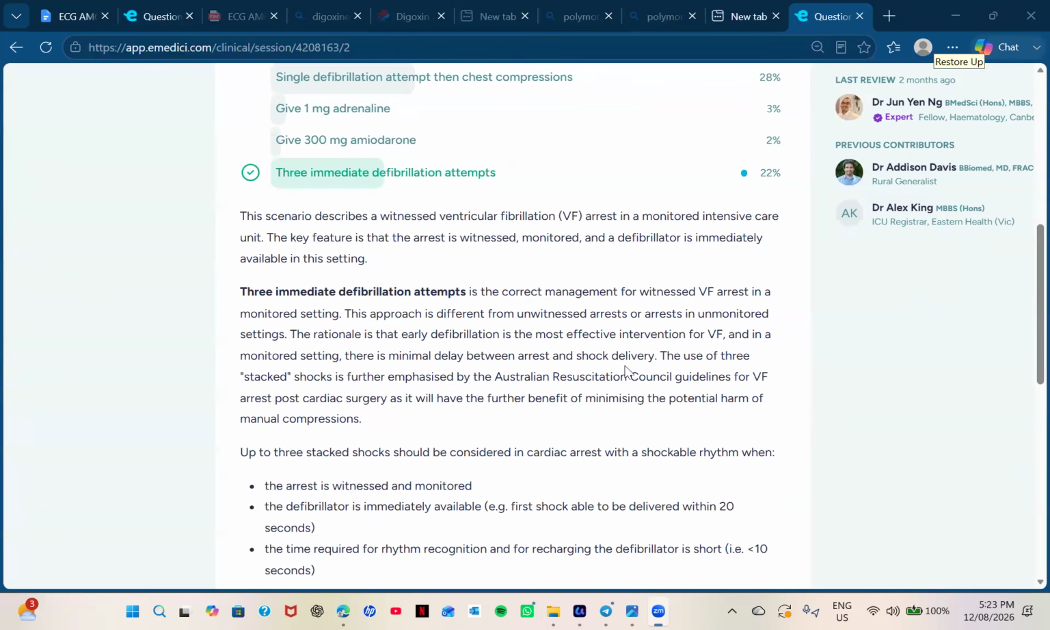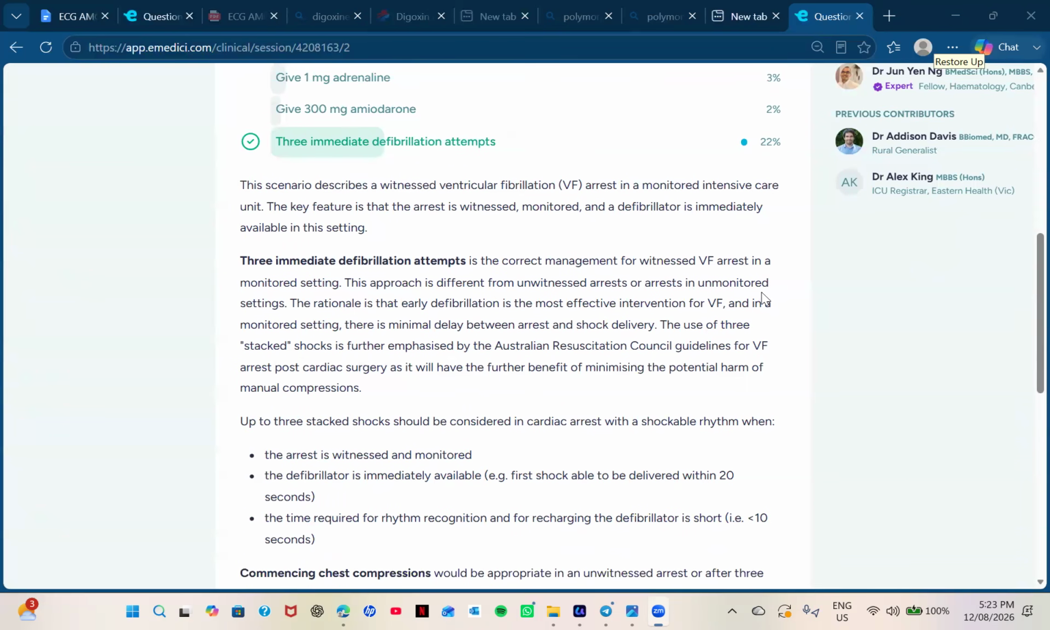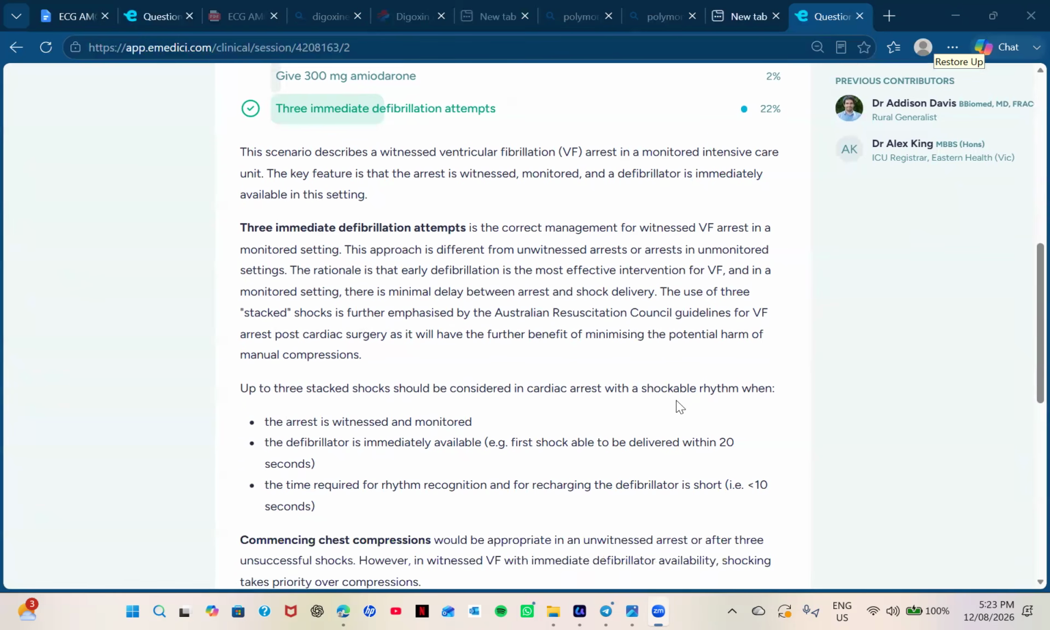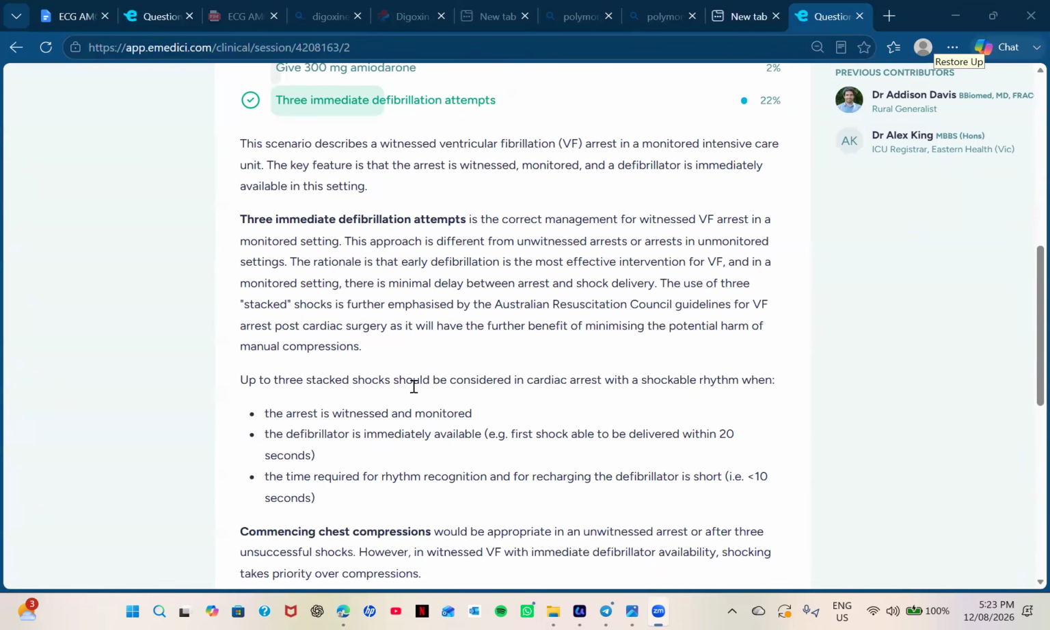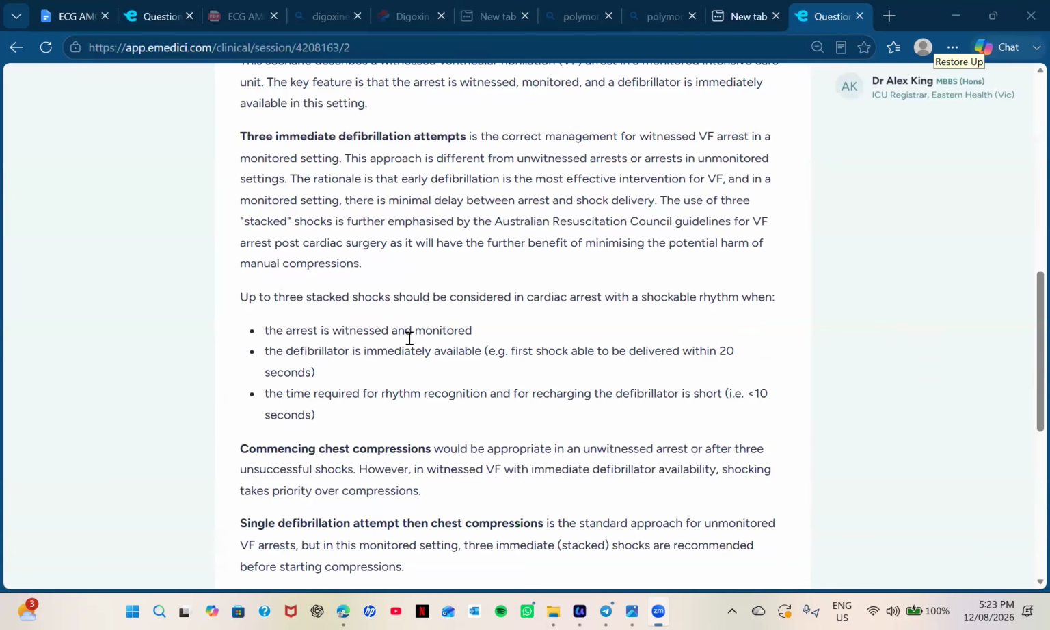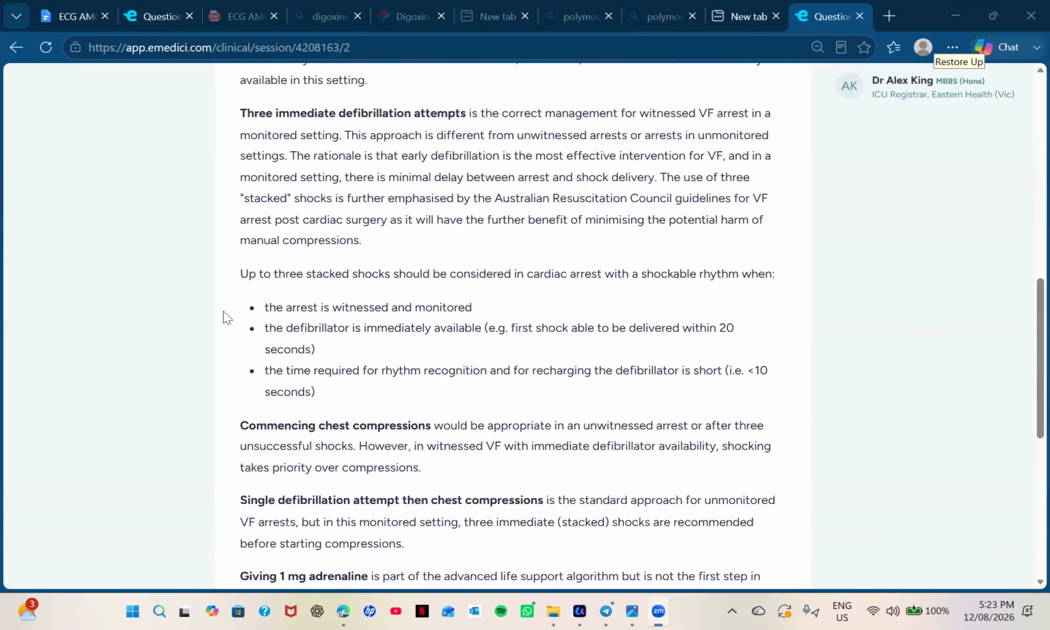The immediate defibrillation attempt is correct management for witnessed ventricular fibrillation arrest in the monitored setting. This approach is different from a witnessed arrest in an unmonitored setting, right? So the rationale is that early defibrillation is the most effective intervention for ventricular fibrillation, and in the monitored setting there is minimal delay between arrest and shock delivery. The use of three stacked shocks is further emphasized by the Australian Resuscitation Council for VF arrest post cardiac surgery.